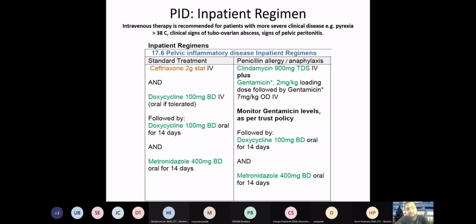IV antibiotics are recommended for patients with a more severe clinical picture, for example signs of sepsis, pyrexia, clinical signs of tubo-ovarian abscesses, signs of pelvic peritonitis, and we can add PID in pregnancy as well. So ceftriaxone 2 grams IV stat and IV or oral doxycycline, followed by doxy and metro, and in case of penicillin allergy, clindamycin and gentamicin, followed by doxy and metro.